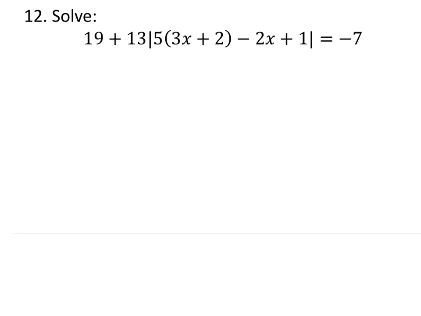All right, 12, this one looks just awful, right? However, this one really is not too bad. And you guys will find out why here in just a moment. Let's go ahead and start solving.